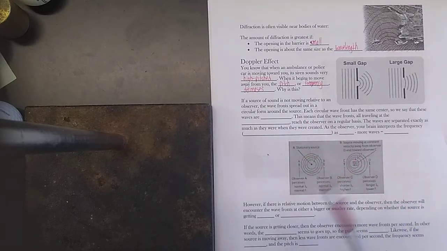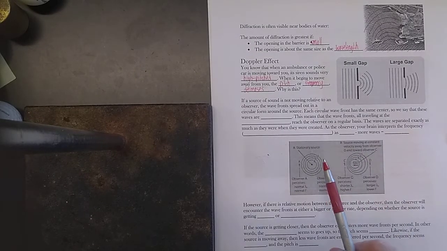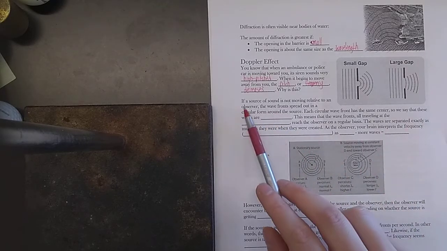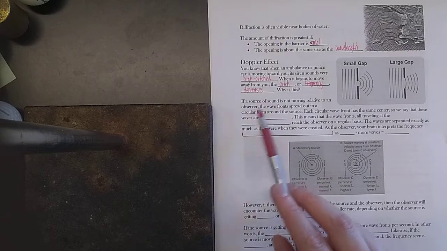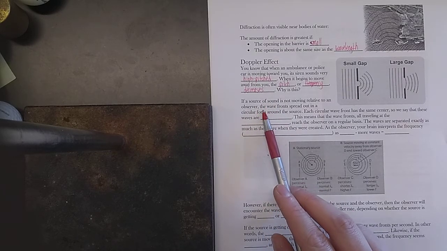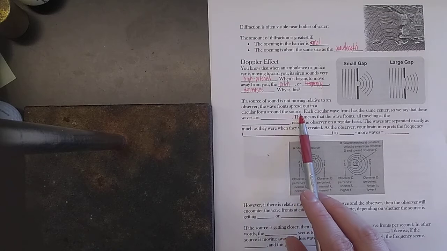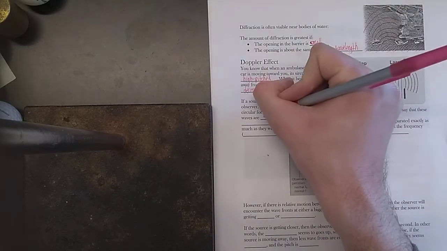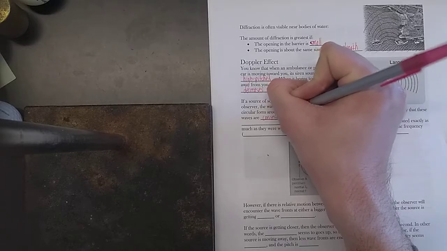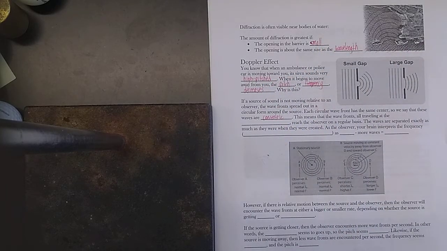What I want you to do right now is focus on this picture down here. In normal circumstances, if the source of sound is not moving relative to an observer, so something that's creating sound and something that's observing it, like a person, the wave fronts spread out in a circular form around the source. You can think of a sound wave as having crests and troughs, just like every other type of wave, and they spread out concentrically from the source. Each circular wavefront has the same center, so we say that the waves are concentric.